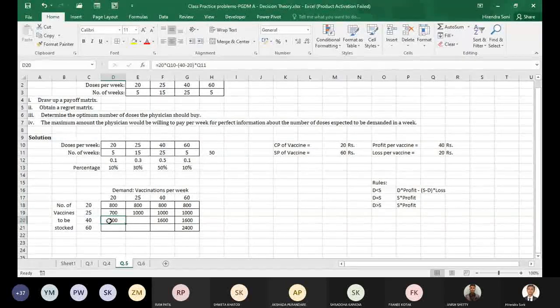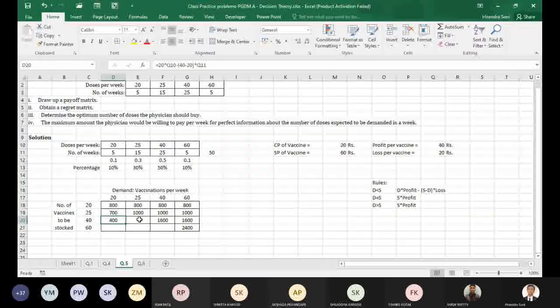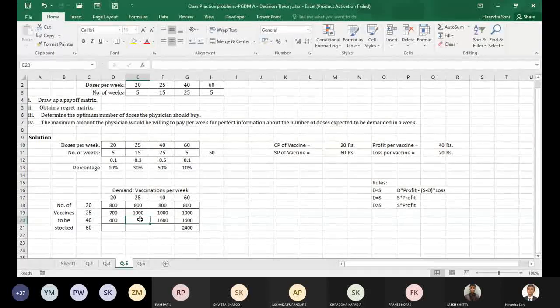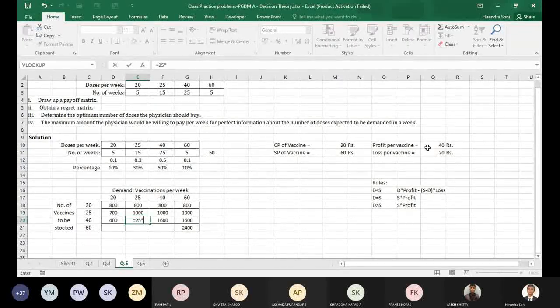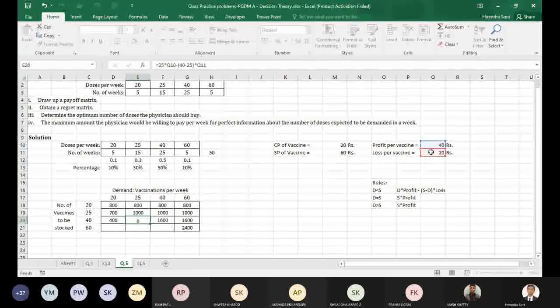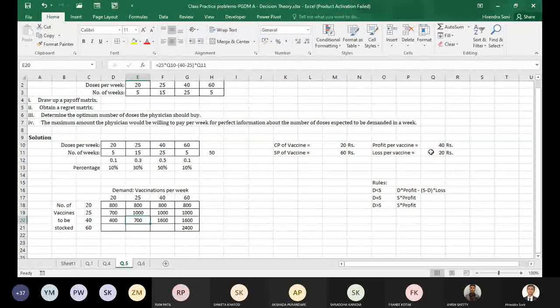अब आपने 40 वैक्सीन मंगाई है और सिर्फ 25 patients आए, so that means जो 25 patients आएंगे उनके लिए तो आप उसमें profit कमा लोगे, into 40 minus, अब आपने 40 स्टॉक किया but उसमें सिर्फ 25 patients आए, तो जो difference है उसमें you will be losing money at the rate of 20 rupees. So 700 rupees.